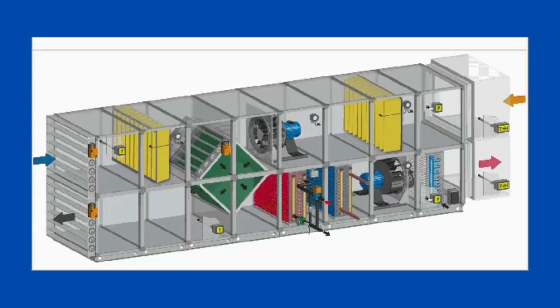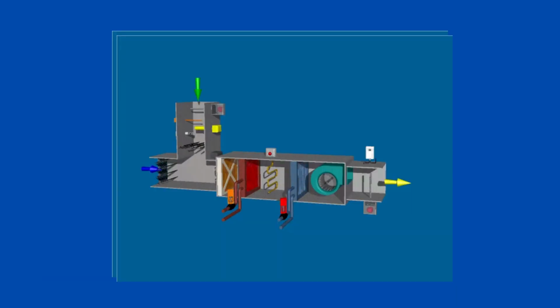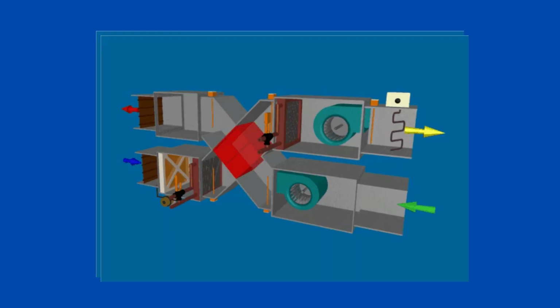About air handling units. 1. What is an air handling unit? An air handling unit is a device that conditions and circulates air in a building. It is typically used in commercial and industrial buildings, but can also be found in some residential homes. AHUs can be used to heat, cool, humidify, dehumidify, and filter air.